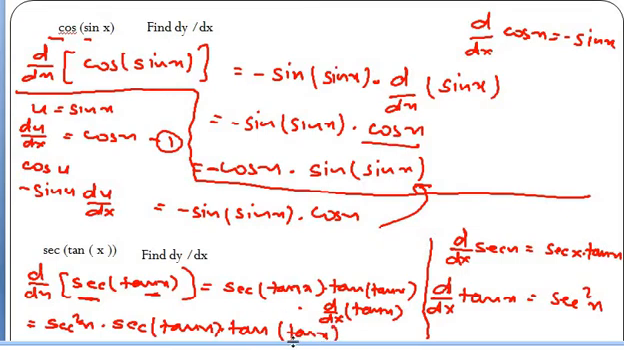So in case you got confused with this, what you can do is just define tan x equals u, and then find du by dx, and then use the function like sec u, differentiate sec u, and then you can write du by dx. So either way is correct, whatever approach you take, you can solve the questions.